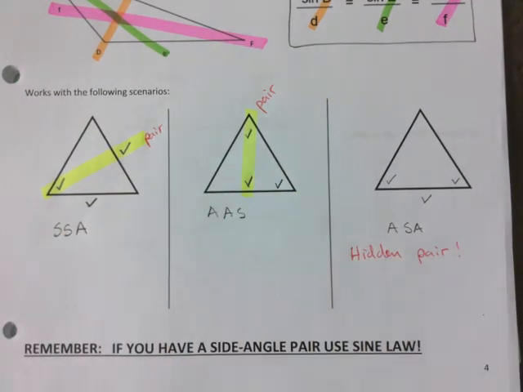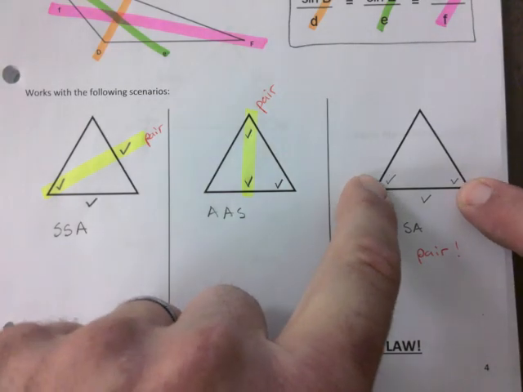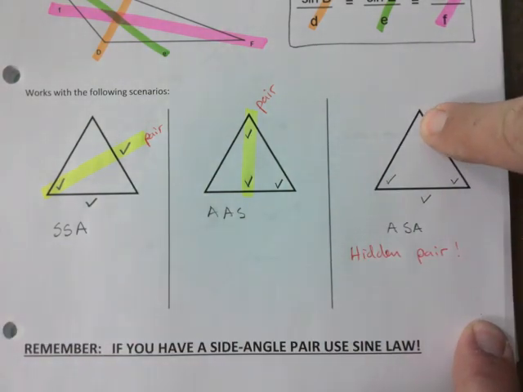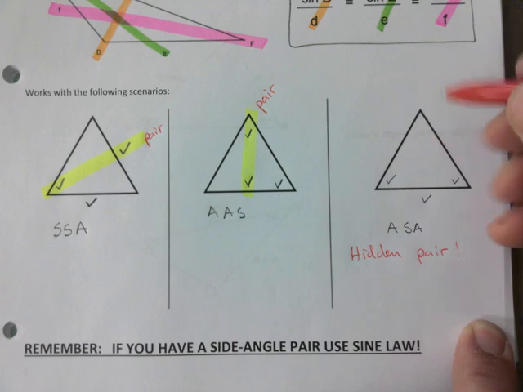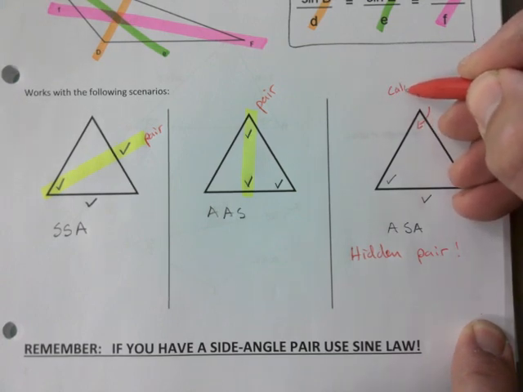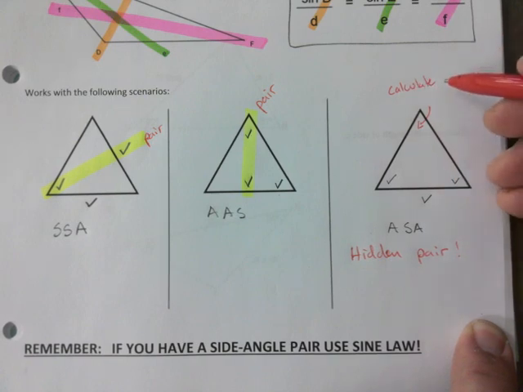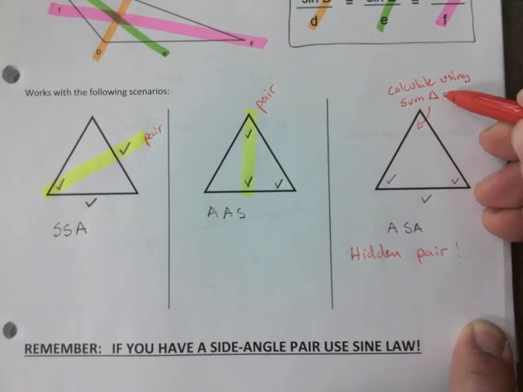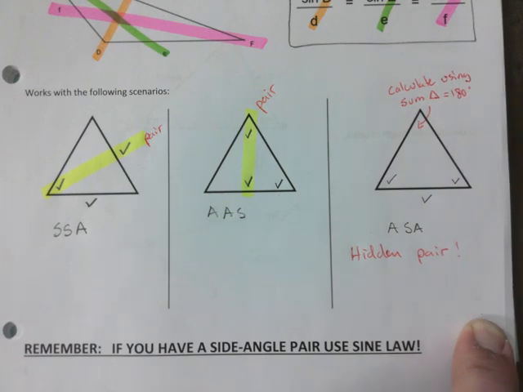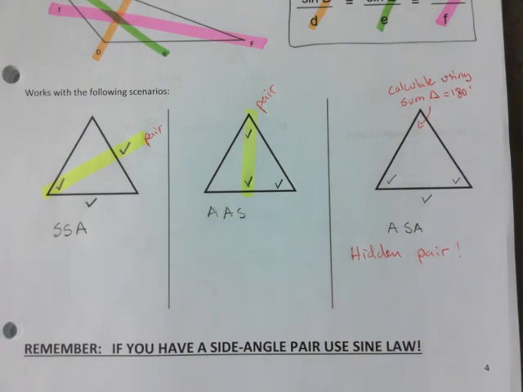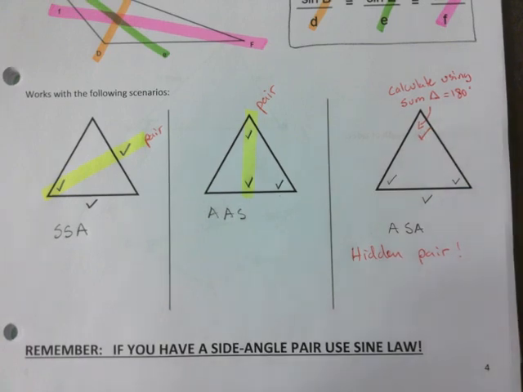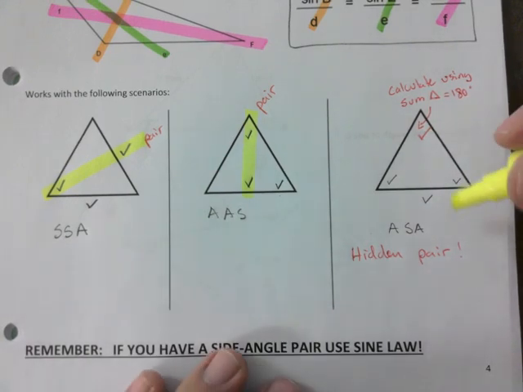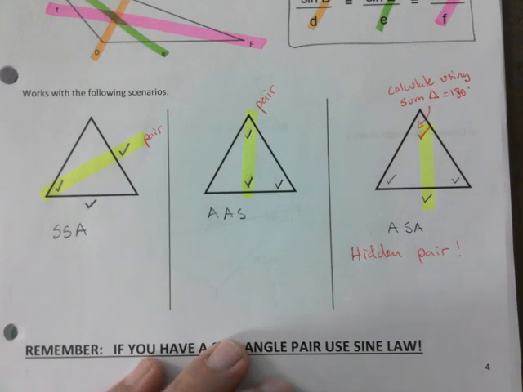Why is it a hidden pair? Well, because if you have two angles, you can easily find the third one. Calculate using the sum of angles in a triangle is equal to 180. And then we can put a check mark there and say that that one is also now a pair. It's a hidden pair.